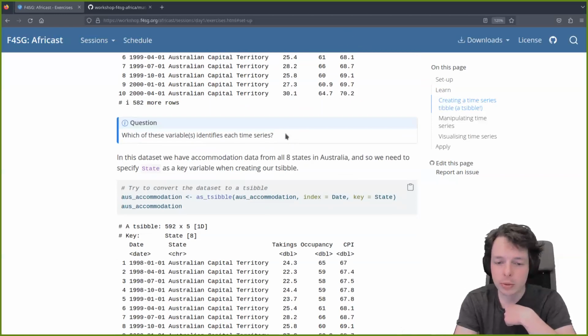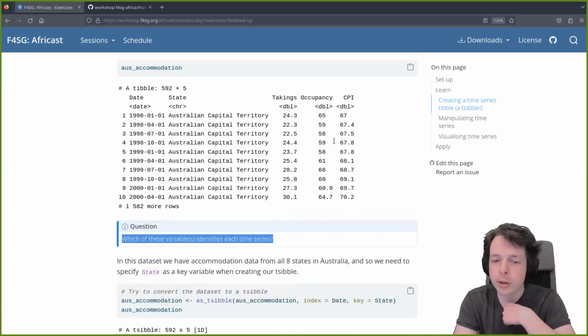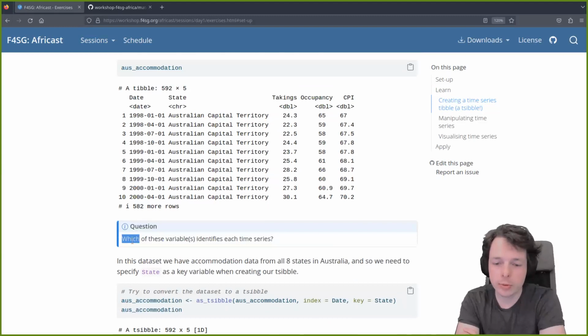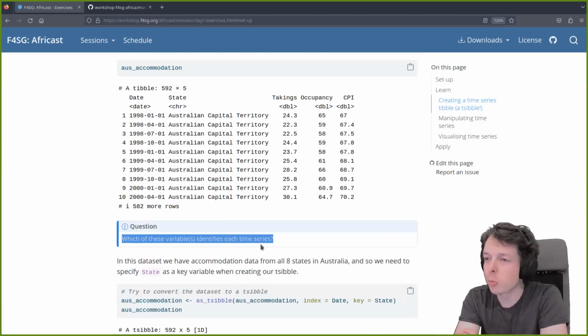And then sometimes we have some questions. So these questions you don't need to write down. You're welcome to if you like. But which of these variables identifies the time series? In which case, this is asking what are the key variables of the data set?